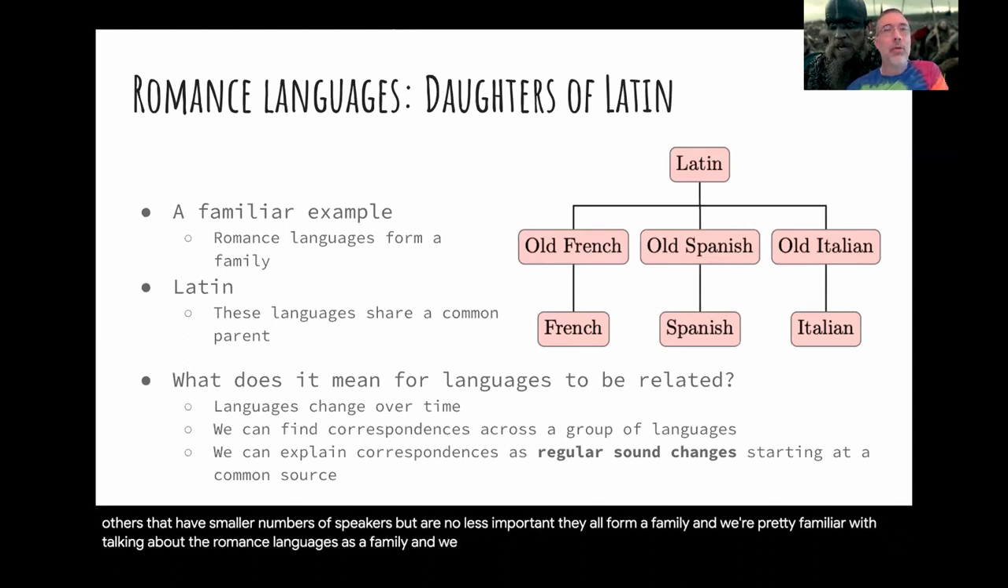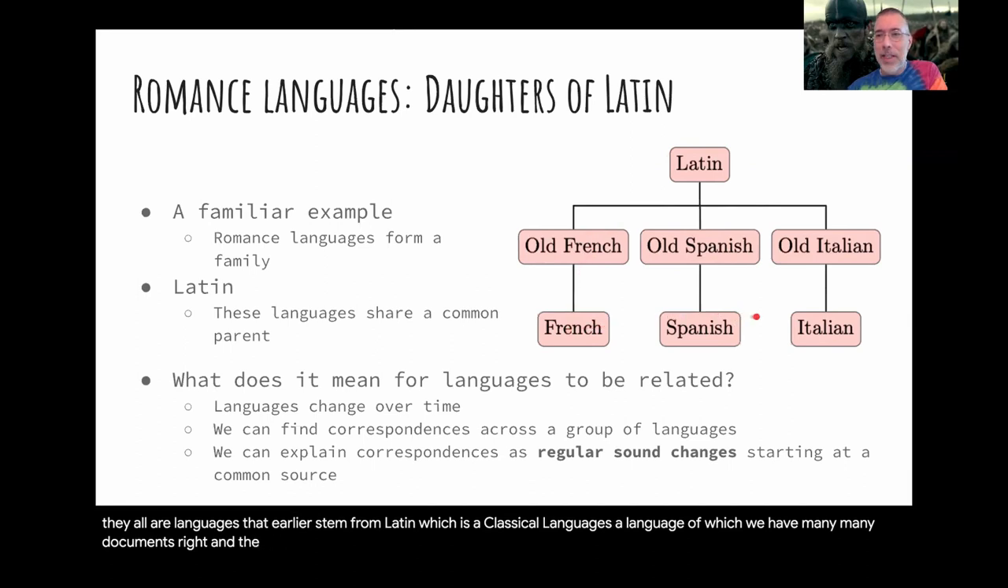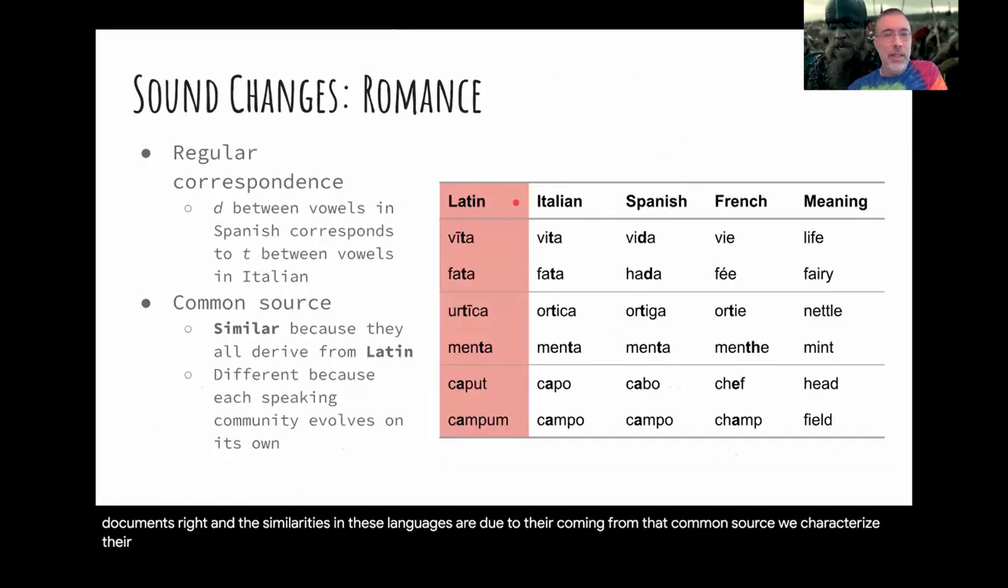and we're pretty familiar with talking about the Romance languages as a family, and we have a sort of intuitive sense of what we mean by that, which is that they all are languages that earlier stem from Latin, which is a classical language, a language of which we have many, many documents, right? And the similarities in these languages are due to their coming from that common source. We characterize their differences by looking at sound changes, right? So the Latin word vita did not stay the same into the daughter Romance languages. It changed. How did it change?